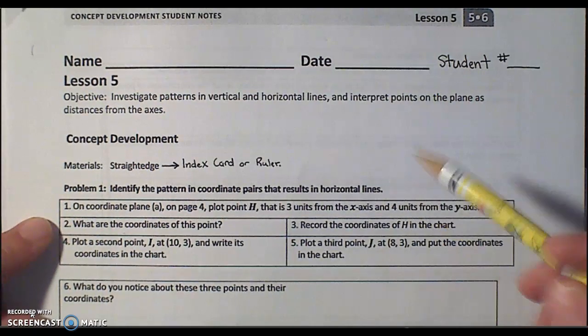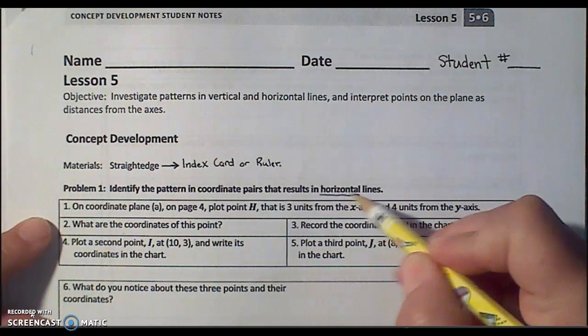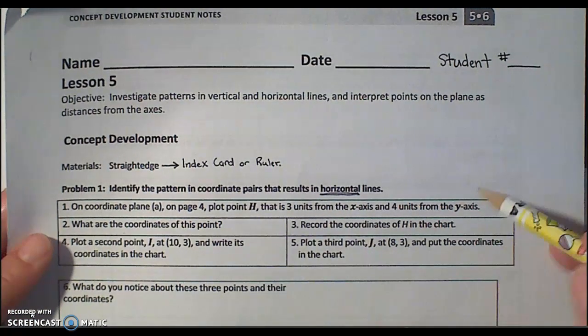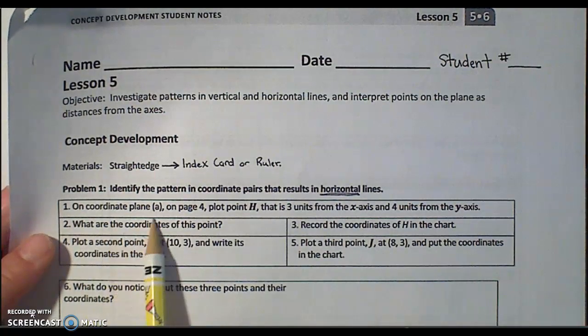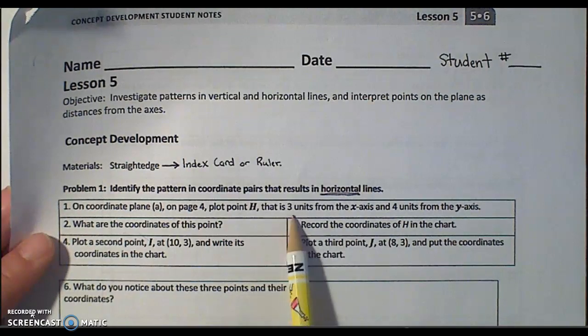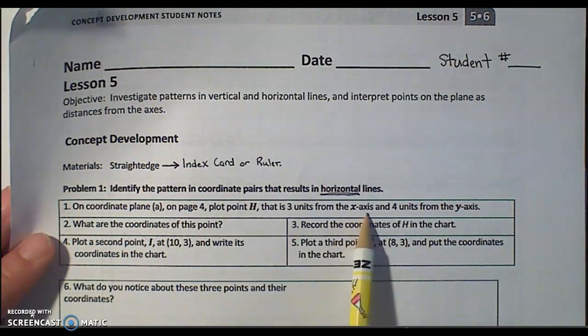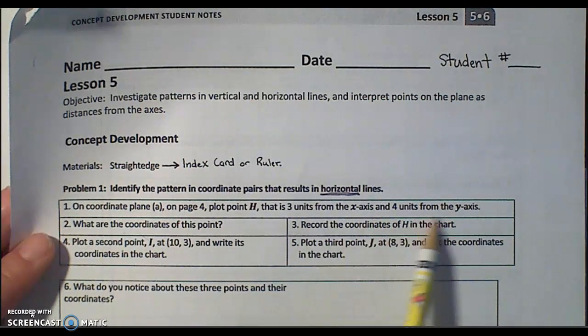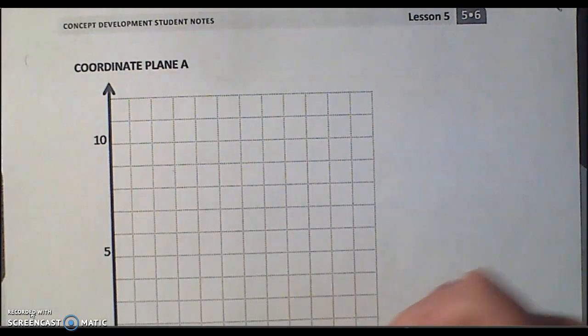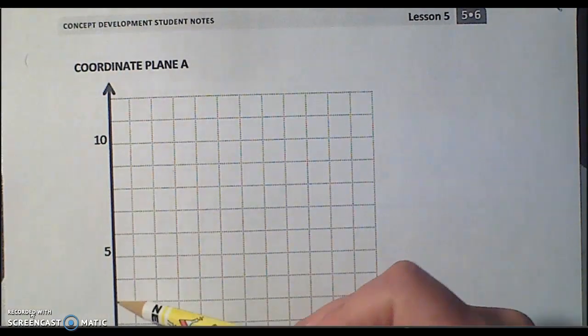So first we're going to start with horizontal lines. And remember, horizontal is like the horizon. It says on a coordinate plane on page 4, plot point H that is 3 units from the x-axis and 4 units from the y-axis. So we're counting 3 units from x. So that's 1, 2, 3.